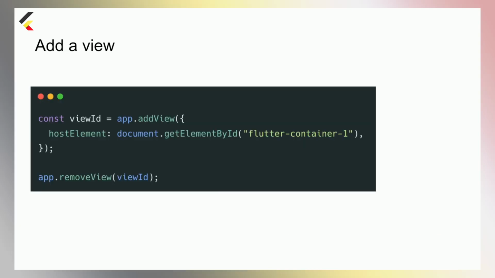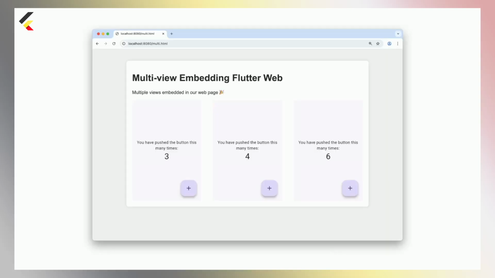So going back to JavaScript, on the reference of the app object that we had earlier, we can then tell it to add a view for a specific host element. And that way, it's also going to provide a view ID, or return a view ID. And we can use that later if we want to remove that view again. Then it will cleanly dispose the whole widget tree that's underneath there. So there we have it.